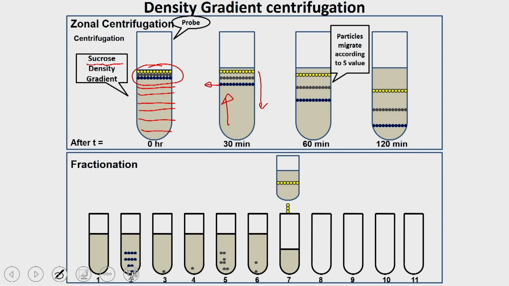For example, in this case the blue got matched here, the green got matched here, and the yellow got matched here. This means if you have samples with variable densities, you can separate them simply by centrifugation of these samples in the density gradient, and as you run it you can make a better separation between the molecules.